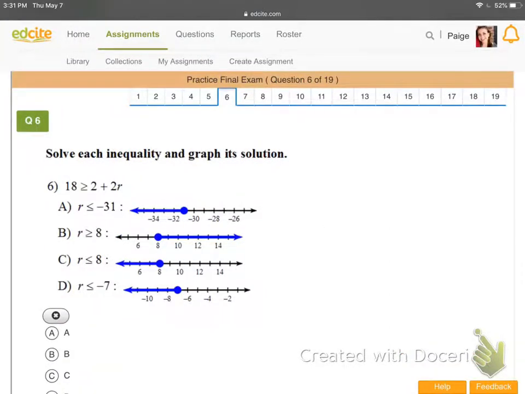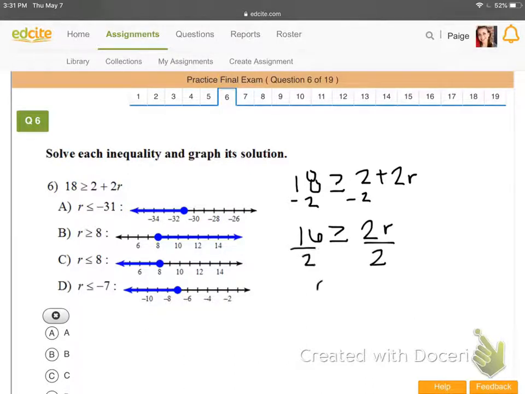All right, number 6. I've got 18 is greater than or equal to 2 plus 2r. Let's get rid of that 2 by subtracting. Minus 2 gets me 16. So 16 is greater than or equal to 2r. Divide by 2. So I get 8 is greater than or equal to r. Again, notice the inequality is eating the 8. That can knock out D, that can knock out A, and the one that's eating the 8 is C. So you don't even need to check the graph for this one. Gets a C. All right.